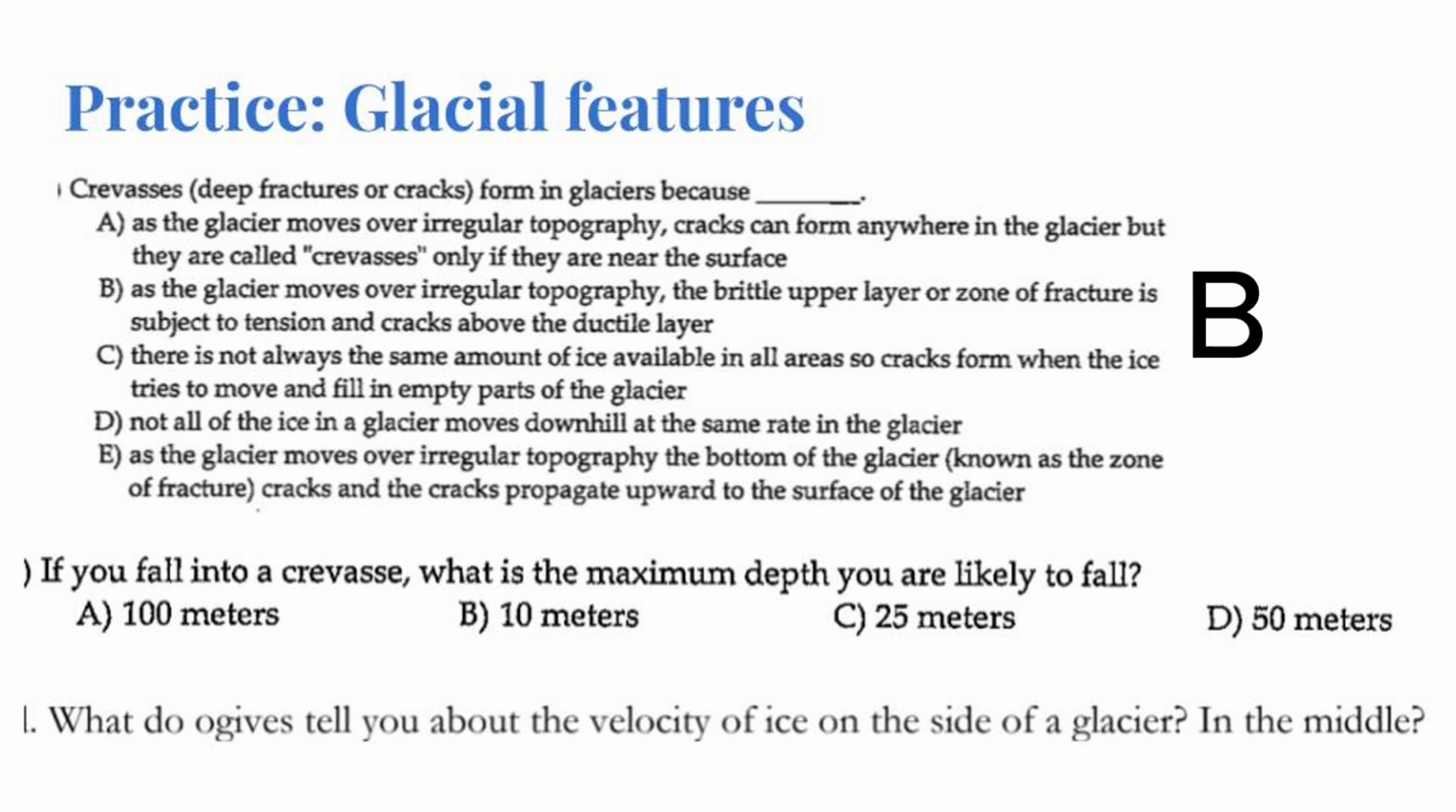The second question: if you fall into a crevasse, what is the maximum depth you're likely to fall? We know that crevasses only form in the top 50 meters of a glacier because this part of the ice is brittle and splits as the glacier moves, so the answer is D.